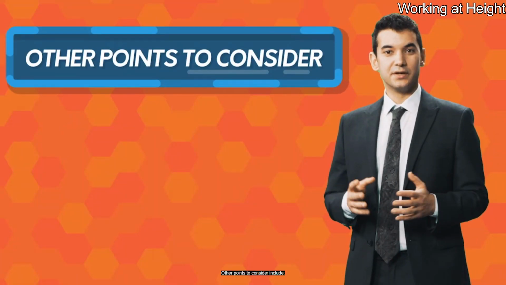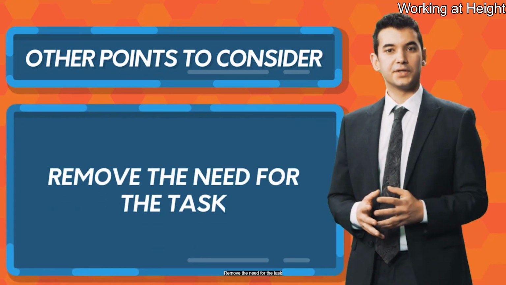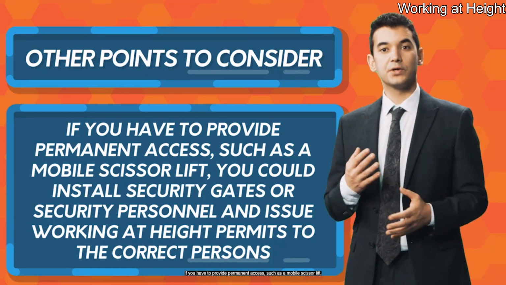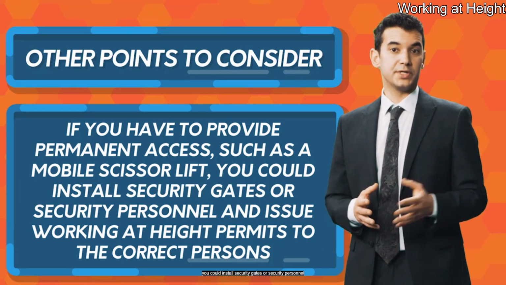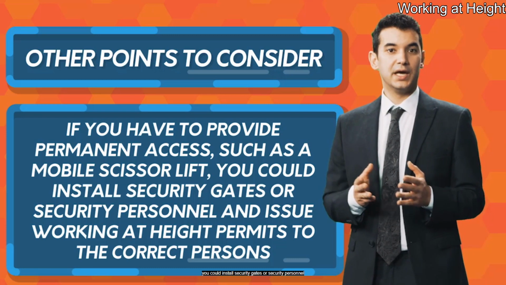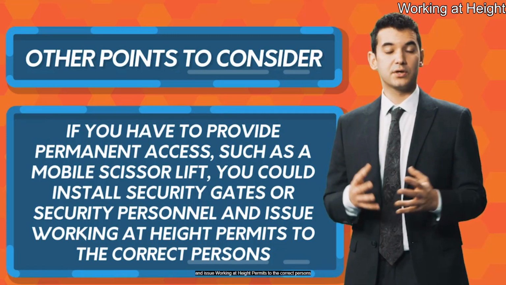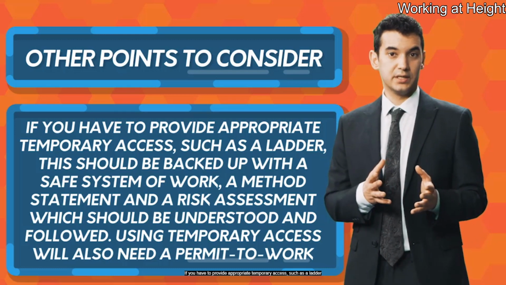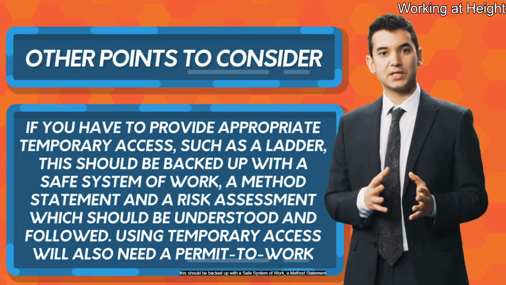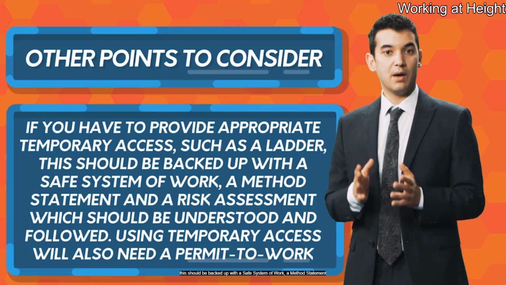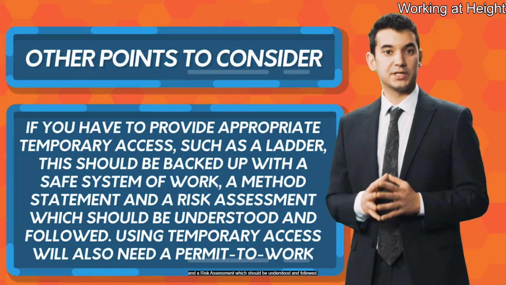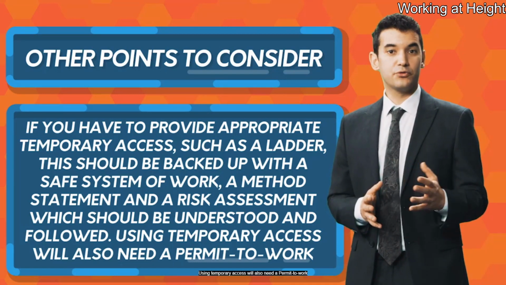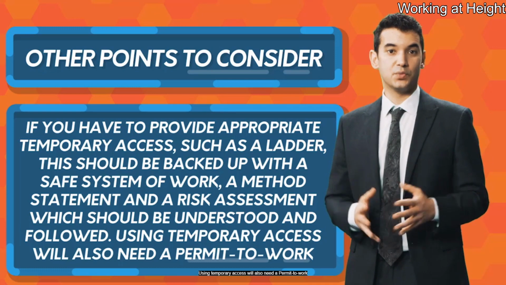Other points to consider include: remove the need for the task. If you have to provide permanent access, such as a mobile scissor lift, you could install security gates or security personnel and issue working at height permits to the correct persons. If you have to provide appropriate temporary access, such as a ladder, this should be backed up with a safe system of work, a method statement, and a risk assessment, which should be understood and followed. Using temporary access will also need a permit to work.